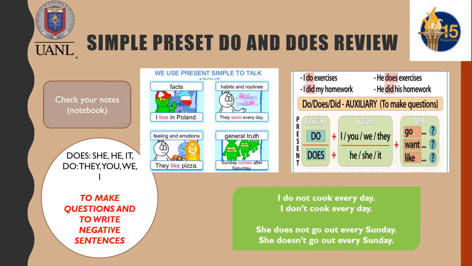So let's check the examples related with the questions, right? So you have in the first element the auxiliary, and then you have the subject, and then you have the verb, right? Do I, you, we, they go? Does he, she, it want or like? Now we have to check the other statements. I don't cook every day, right? So you can use I do not, or you can use the contraction, I don't cook every day. She does not go out every Sunday, or you can use the auxiliary with the contraction, she doesn't go out every Sunday.